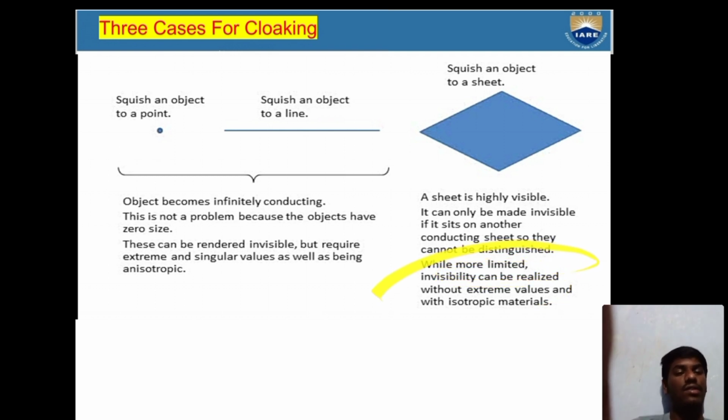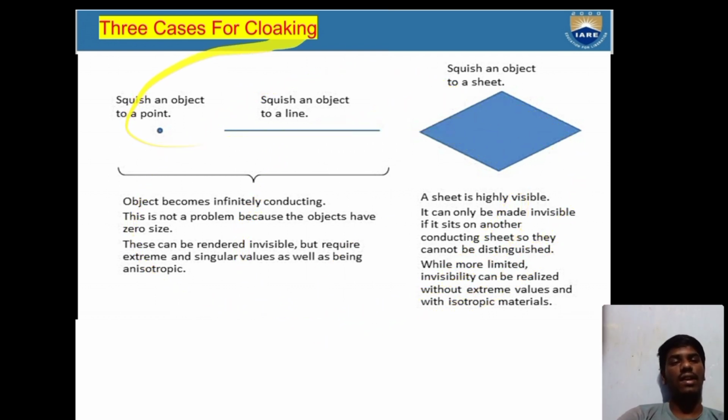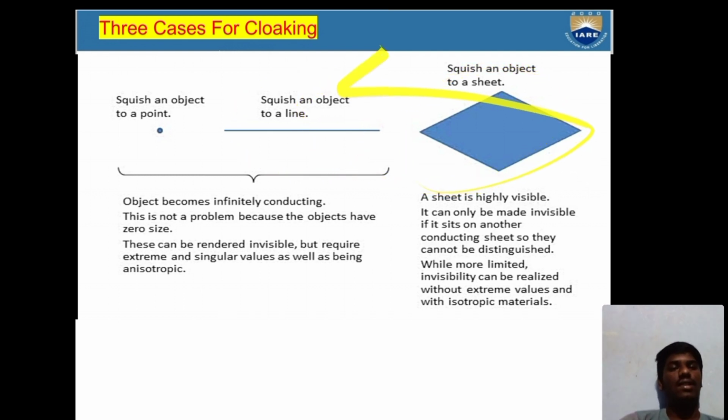While more limited, invisibility can be realized without extreme values and with an isotropic material. These are the three cases of the cloaking. Here in this slide we can find this object, line and the sheet. These are three examples of three cases of cloaking. We will move on to the next slide.